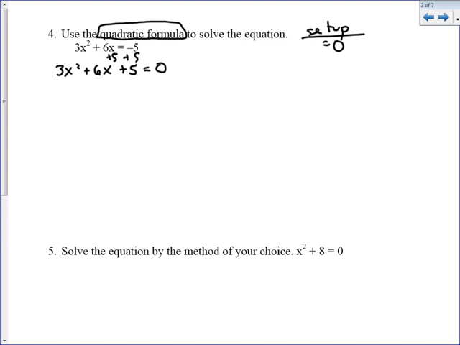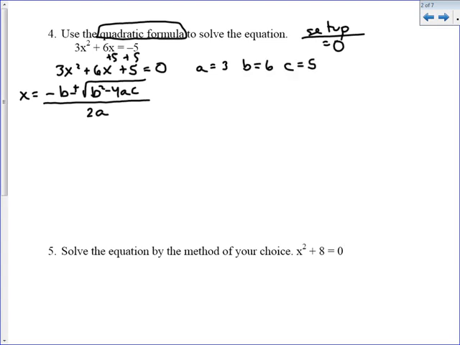Now you can go to x equals negative b plus or minus the square root of b squared minus 4ac, all over 2a. So we have a is equal to 3, b is equal to 6, and c is equal to 5. So it's just a matter of substituting. Watch your signs, especially if b is negative. It's always best practice to use parentheses everywhere you substitute in a number.